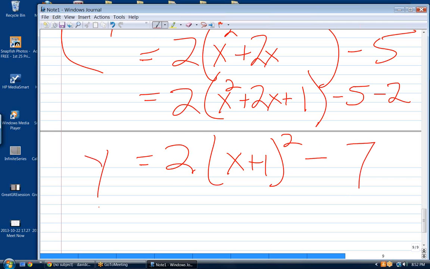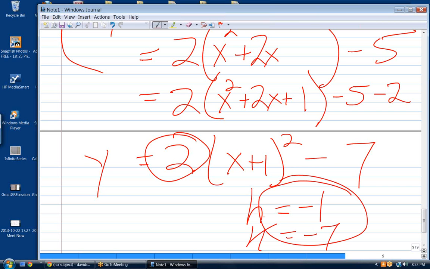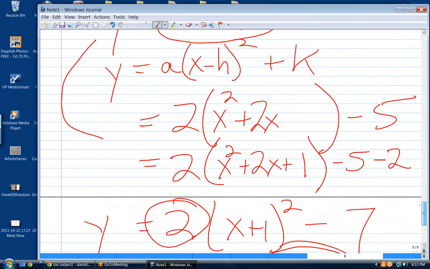Notice that's still in vertex format, just that's A. H is still minus 1. K is now minus 7. So the vertex is at minus 1, minus 7, but the equation has a 2 in front. In other words, the standard format is A times x minus h squared. In this case, that A would have been 2. But the key when you're completing a square and you factored out a number, make sure that whatever number you write in there, you multiply by that before you balance out the equation.